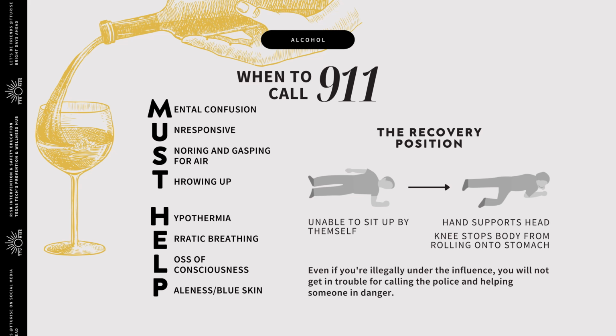It's important to note that Tech also has an amnesty policy. In any given situation, student safety is always going to be the top priority at Texas Tech. So even if you're illegally under the influence, maybe you're underage drinking, or your BAC is too high as well, if somebody is in need of medical attention, you will not get in trouble for calling the police or intervening and helping somebody in danger. This is something that we're trying to do to ensure that across the boards, campus is a safer place for all students, regardless of the situation.